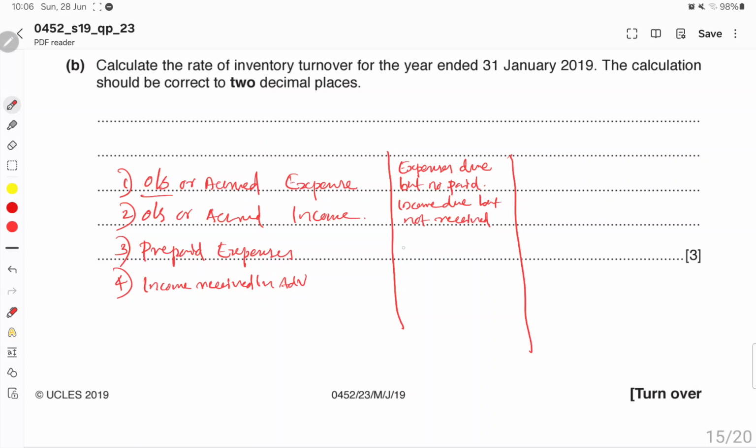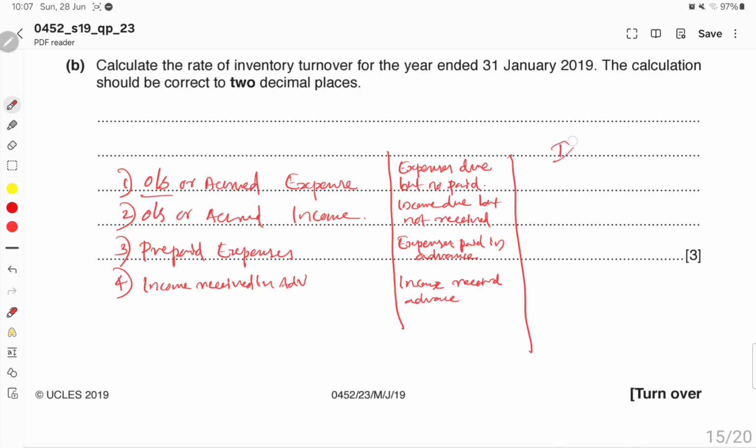Now prepaid expenses means expenses paid in advance. You paid next year's expenses this year, right? Like prepaid rent, prepaid insurance, etc. Income received in advance means the same. Income you received in advance. Maybe this income is for the next year. For example, you have a contract that you need to sell goods next financial year, but you received an advance amount for that. So that is income received in advance, isn't it?